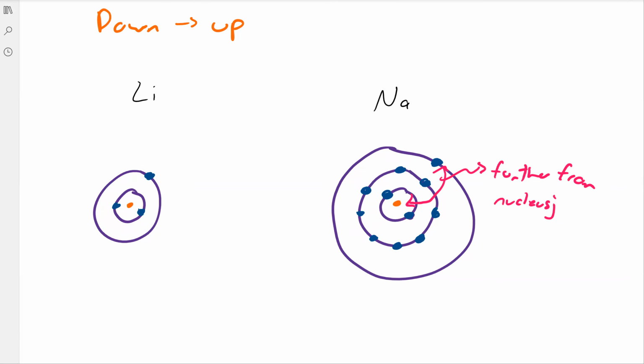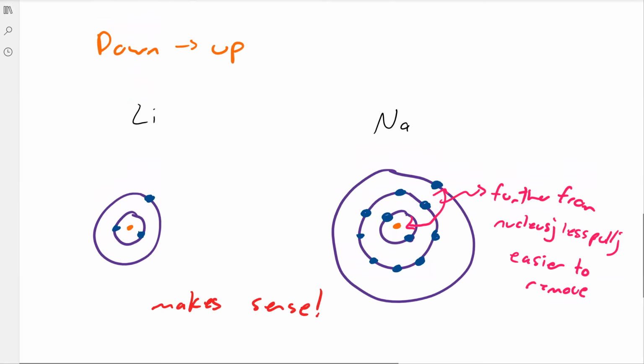And since it's further away, it feels less of a pull from that nucleus. So it's easier to remove. And so overall, this trend as well, it makes sense, right? All of this stuff is predictable. And by using our Bohr model, we're able to predict what these ionization energies really are.